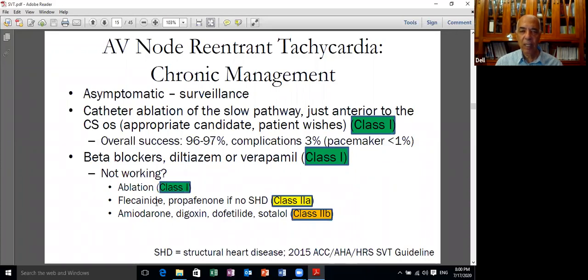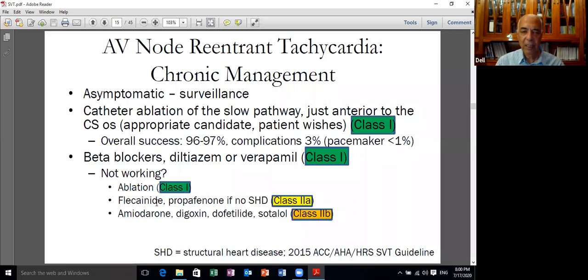The rate of success with ablation is very high, above 95%. The complication rate is 3%, and the patient should understand that he rarely needs a pacemaker. Less than 1% will be candidates for pacemaker implantation. Beta blockers or verapamil are indicated if the patient refuses ablation or ablation didn't work, which usually occurs in 3 to 4% of patients.